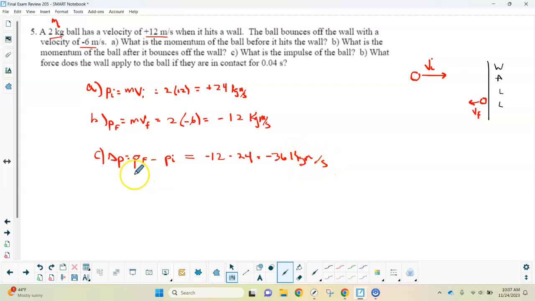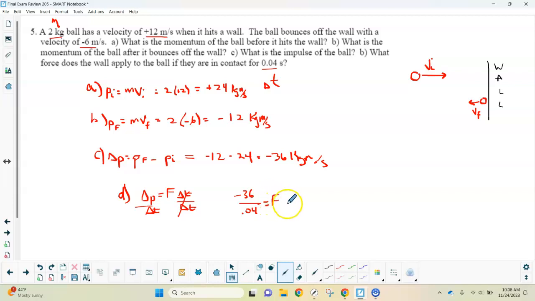And then finally for part D, it says what force does the wall apply to the ball if they're in contact for 0.04 seconds. So 0.04 seconds, that's our time or change in time. We also have our impulse equation, which is the force times the time. So if we solve for force here, we divide through by time on both sides. So I'm just doing the algebra before I plug in the numbers. But you could plug in the numbers too. So it's going to be -36 divided by 0.04 is going to be our force.